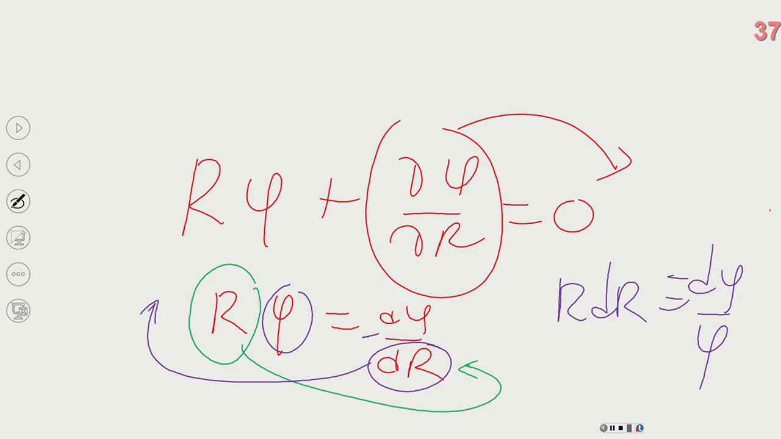Okay, makes sense. And then you can put an integration sign on both sides. What is the integral of a linear function? R squared over 2. Yeah. What is the integral of 1 over phi? Natural log of phi. Good. And then you just do some manipulations to prepare it in a more appetizing form.